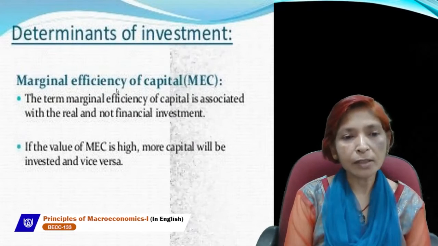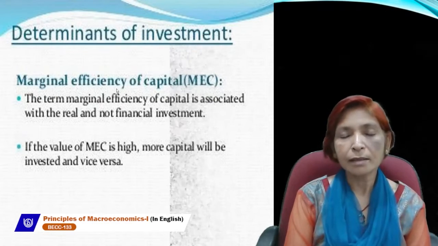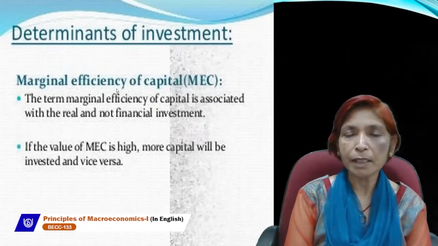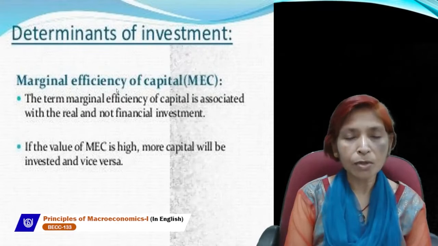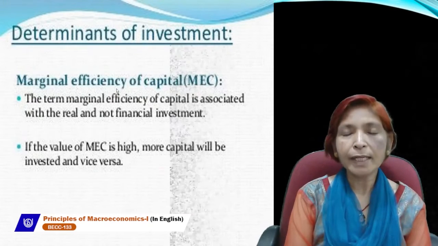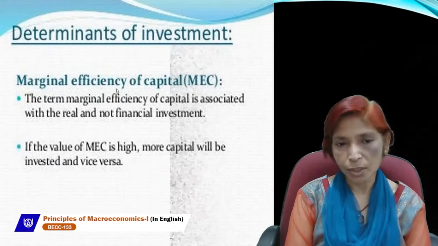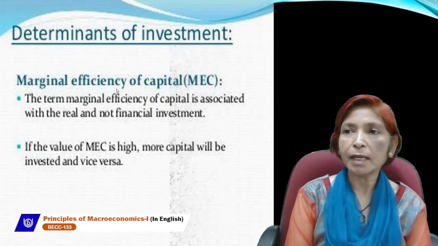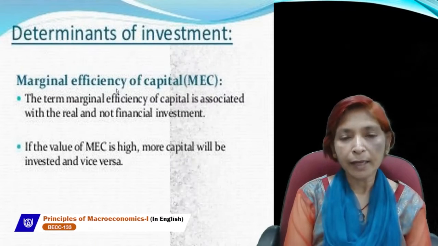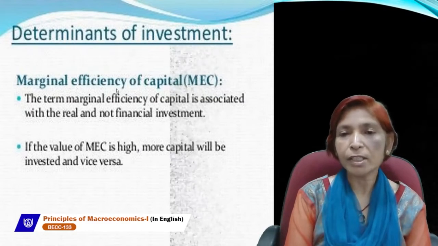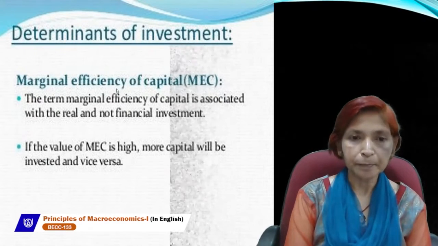So marginal efficiency of capital depends upon the prospective yield of the capital asset and the supply price of the capital asset. Prospective yield tells us what profit we will get in future after investing our money in fixed capital assets. And the supply price of the capital asset is the actual, present price at which we purchase any fixed capital asset.